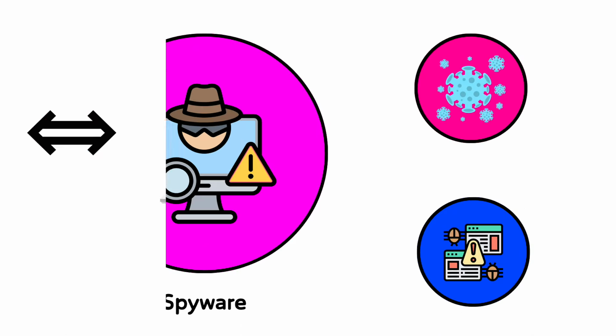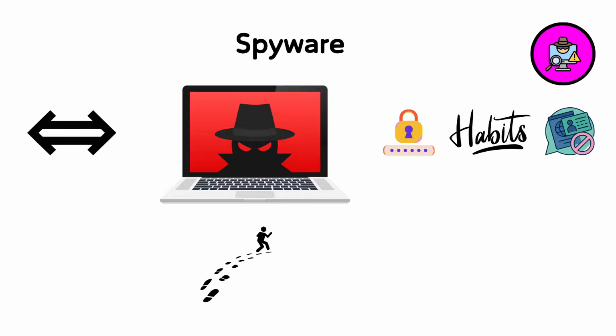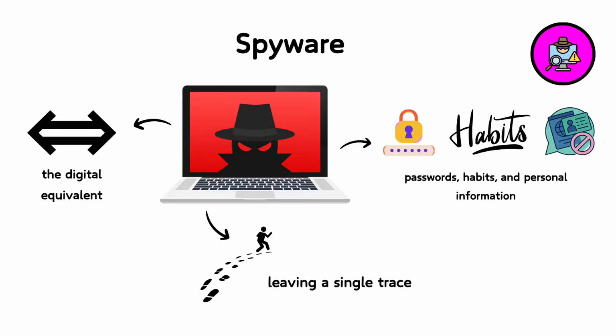Spyware. A silent stalker, spyware slips into your system, watching every move. It's the digital equivalent of someone peering through your window, noting passwords, habits, and personal information. It's a breach of your digital privacy, often without leaving a single trace.